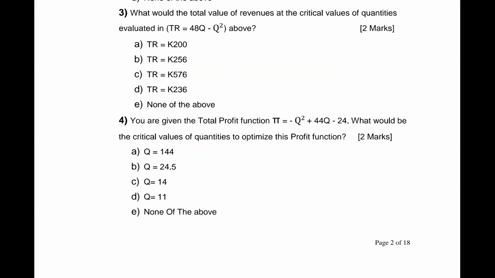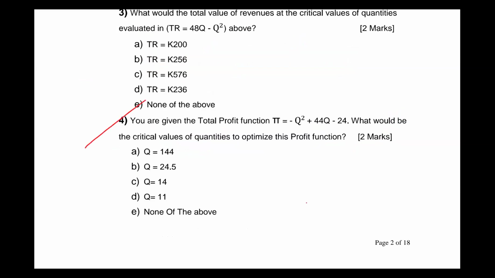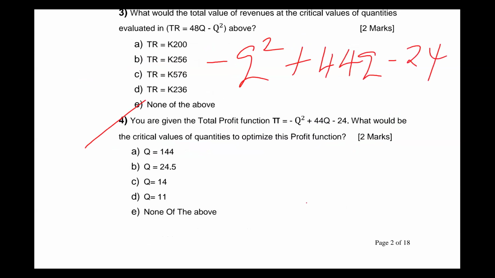Now we have question number 4. You are given the total profit function. Now the profit function has changed. This is a profit function, and that one was a revenue function. The function is minus Q squared plus 44Q minus 24. What would be the critical values to optimize the function? You differentiate it and set it equal to 0. That's how you find the critical values.